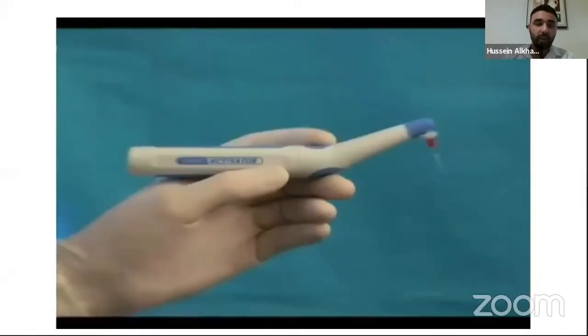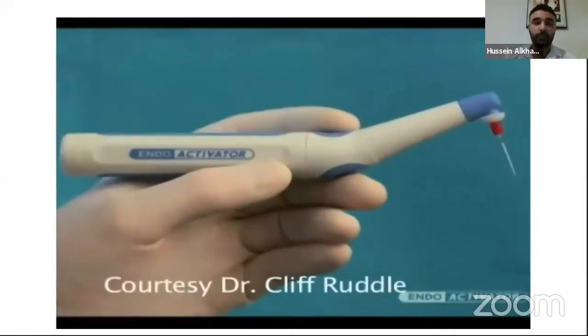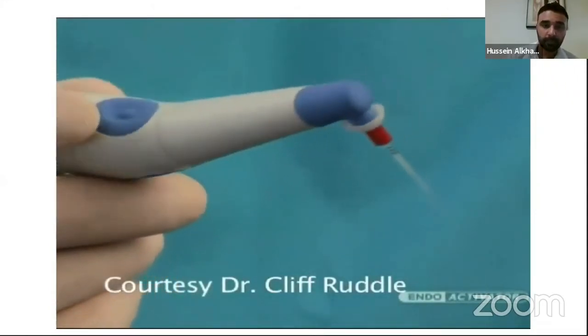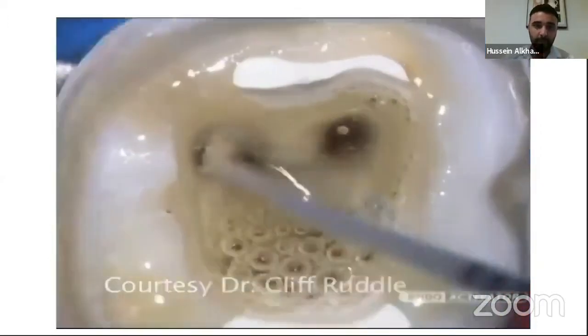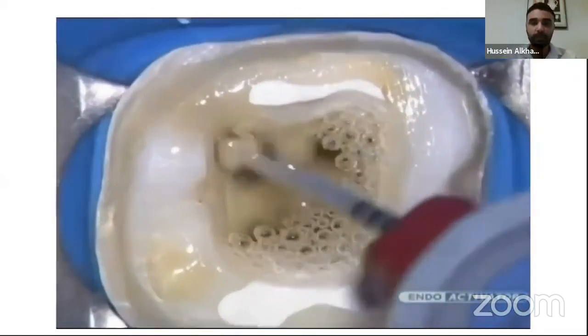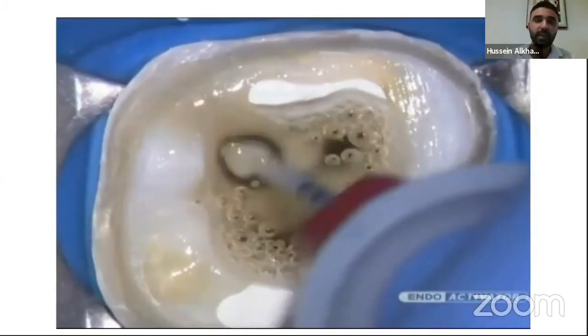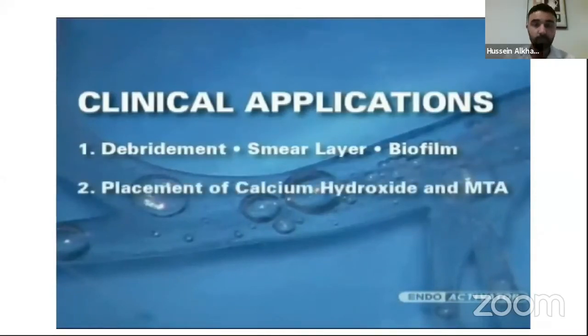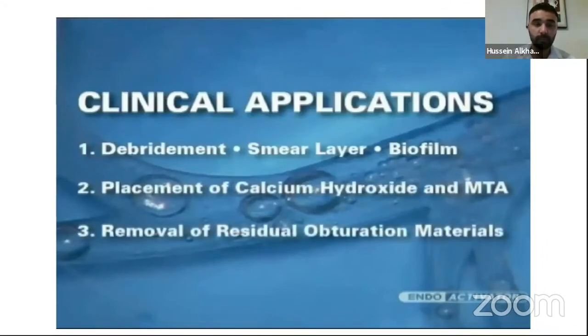We can see in this video the EndoActivator system uses strong and highly flexible polymer tips to safely activate various intracanal reagents and vigorously produce the hydrodynamic phenomenon. This new technology provides an advantage over traditional methods and offers a safer, better, and faster way to achieve success in the following clinical applications: three-dimensional debridement and disruption of the smear layer and biofilm, placement of calcium hydroxide and MTA around root curvatures, removal of residual obturation materials during retreatment procedures.